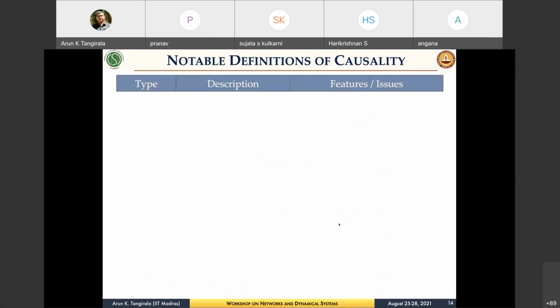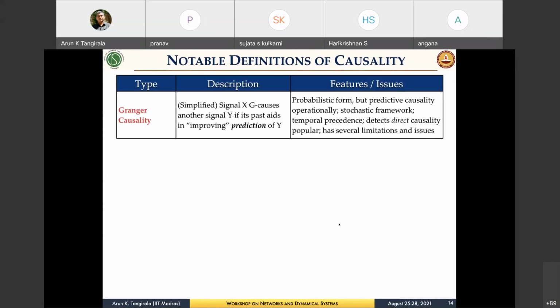So what are the notable definitions of causality? I've collected a few popular ones for you from the literature. So you have, of course, the Granger causality sitting at the top. Normally, I would give you some stats on it, but I didn't do it this time. You can go to Google, search any internet resource, and search for Granger causality and you will see millions of results.